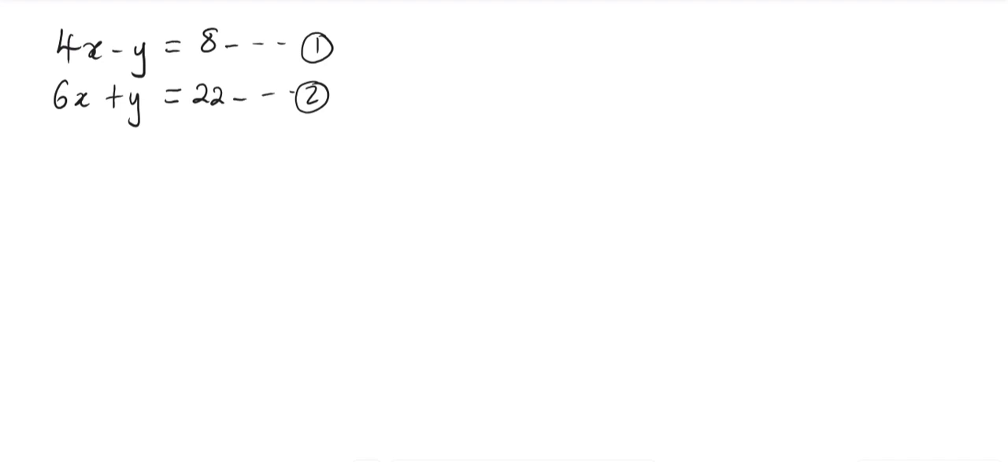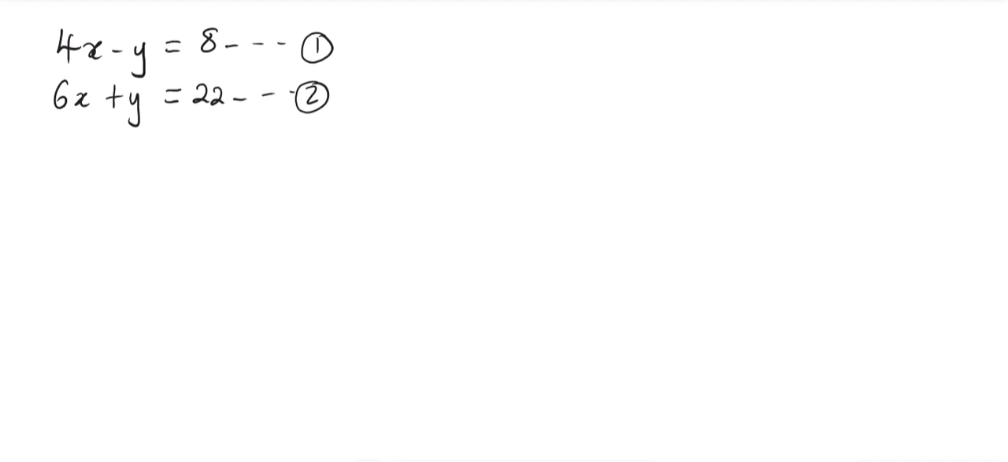Right, so when you're eliminating, it's like you're getting rid of one of the letters. In this case we have x and y, so we're going to eliminate y. Why are we eliminating y? It's because y has equal coefficients. But how do we eliminate? We consider the signs of those variables.